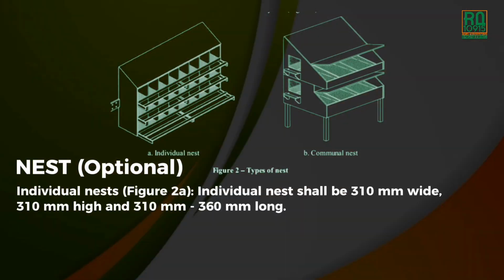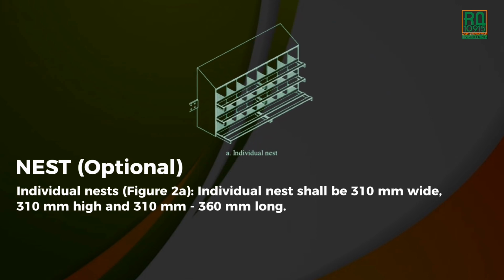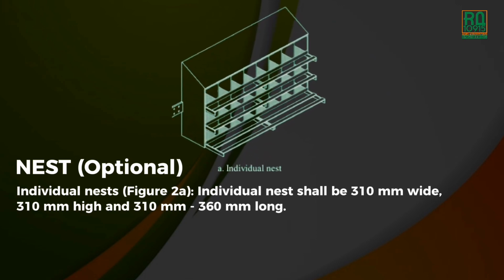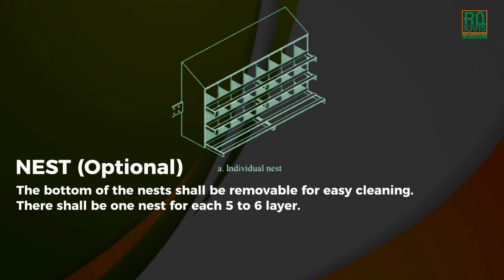Individual nests as shown in Figure 2a. Individual nest shall be 310 mm wide, 310 mm high and 310 mm to 360 mm long. The nest should be constructed with wire mesh at the back or with the back open for adequate air movement. The bottom of the nest shall be removable for easy cleaning. There shall be one nest for each 5 to 6 layers.